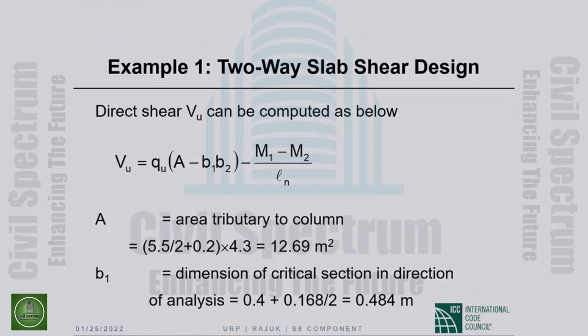So direct shear V sub U can be computed as follows. Okay? V sub U is Q sub U, the loading on the slab, multiplied by the area tributary to the column, minus the load sitting outside of the critical section. So far, absolutely nothing different from what we have said before. Okay. So B sub U is the load sitting on the slab panel outside of the critical section. The A here is 12.69 square meters, and B sub 1, B sub 2 is 484.